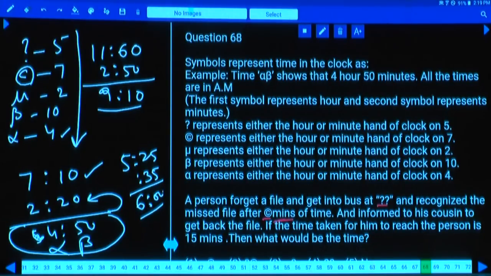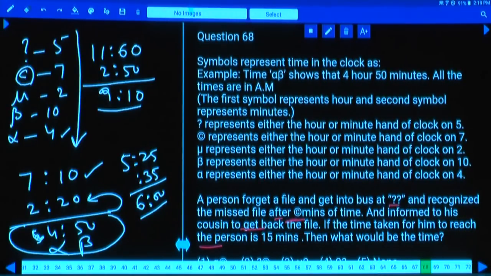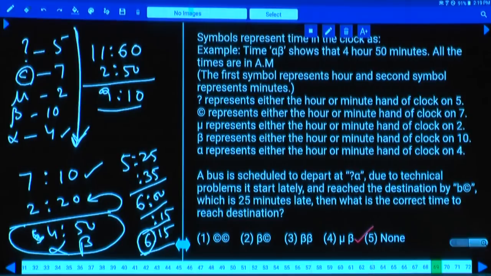At this 6 o'clock, he informed his cousin to get back the file, and the time taken for him to reach the person is 15 minutes. So the total time is 6:15. Now this 6:15 means the hour hand should be at 6, but there is nowhere the 6 present here. Then what is your answer? Again, none of these, choice 5. Clear now? Choice 5.